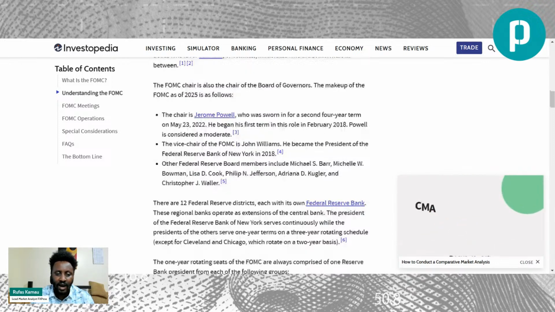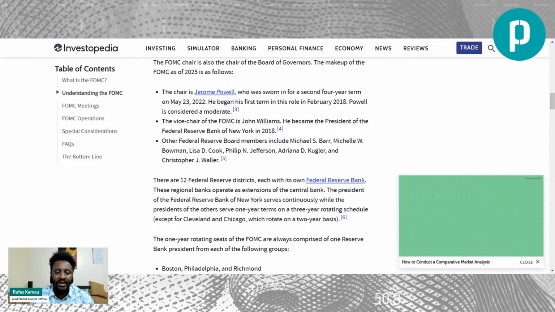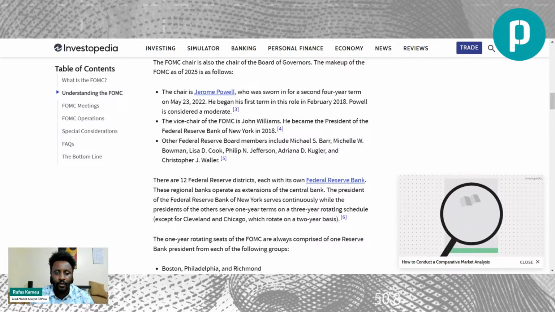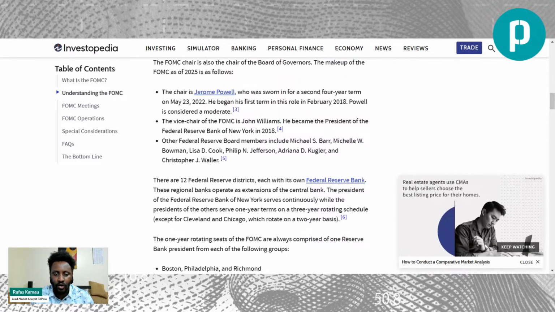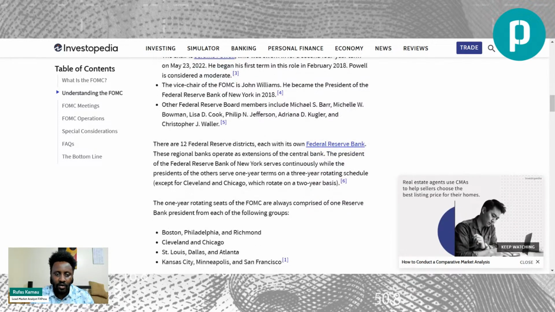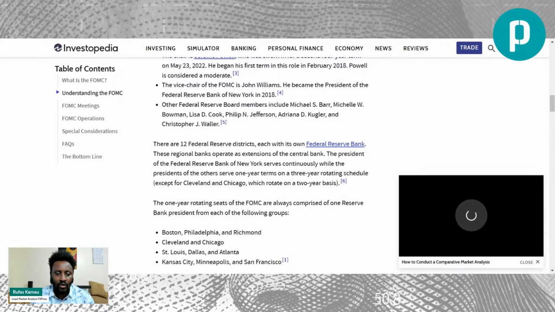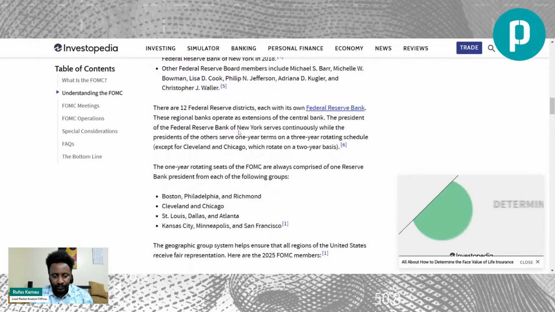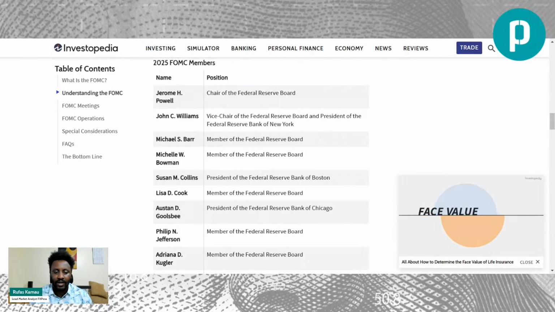Powell is considered a moderate. He tends to approach monetary policy from a moderate perspective, so he's not pro having high interest rates or low interest rates. He tries to have a moderate approach. The vice chair is John Williams. He became president of the Fed Reserve Bank of New York in 2018. Other federal board members include Michael Barr, Michelle Bowman, Alyssa Cook, Philip Jefferson, Adriana Kugler, and Christopher Waller. All these members will sit, discuss monetary policy, and then come up with a decision.